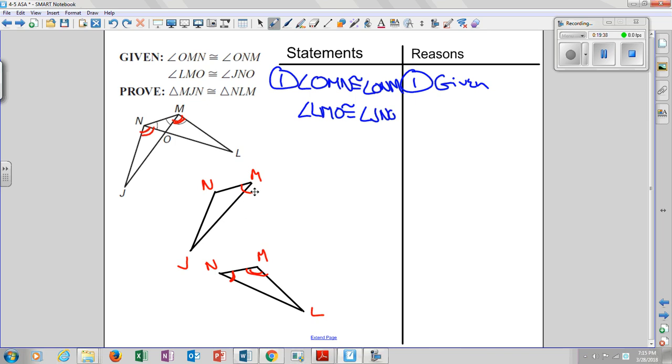So really, separating these out isn't going to do us any good because it has to be part of that bigger figure. There will be times when separating it out helps. Okay, anyways, step 2.